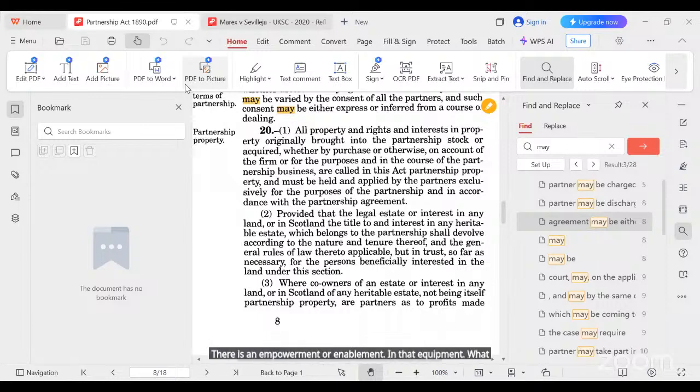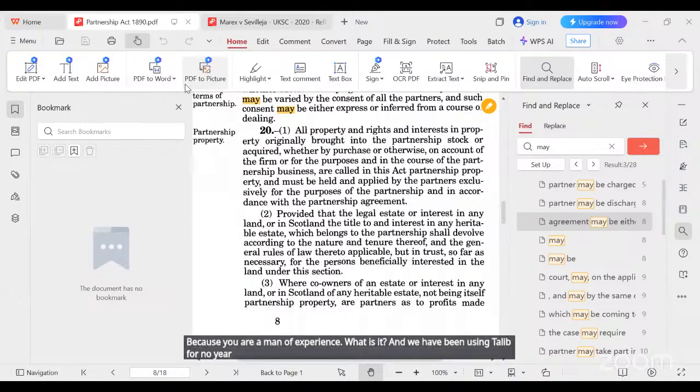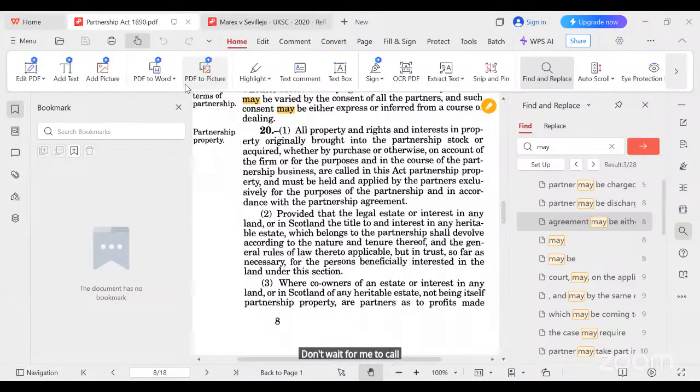What is that? I want somebody to raise up his or her hand and answer that for us. Because you are men of experience. What is it? We have been using telephones. Oh yeah, somebody, please. Don't wait for me to call you. Once you change, you can change the setting.